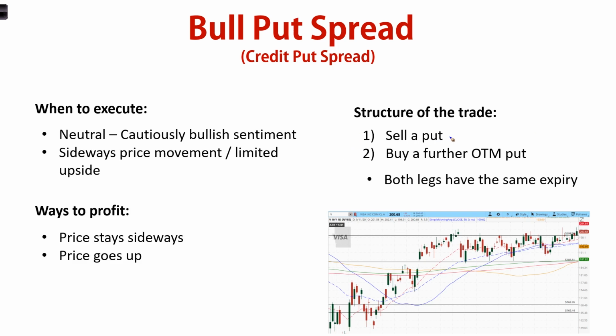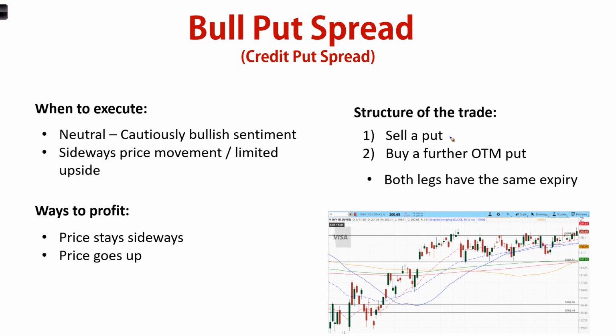In order to profit from the bull put spread, there are a few ways. First, as long as price stays sideways. And you also get to keep the entire premium if the price goes up. As long as your sold put does not get into the money, you are safe and you get to keep 100% of the profit from the trade.